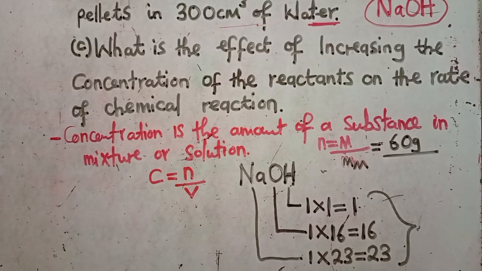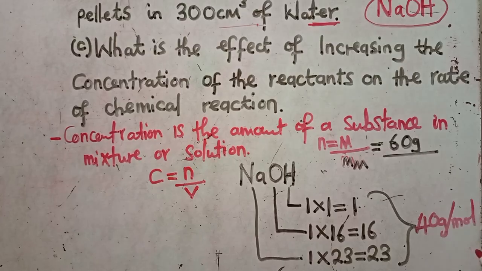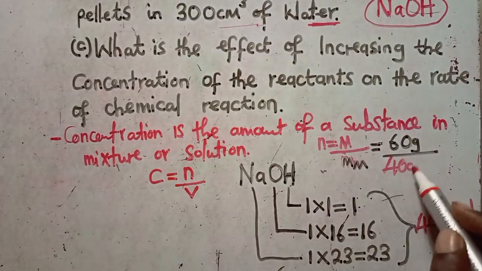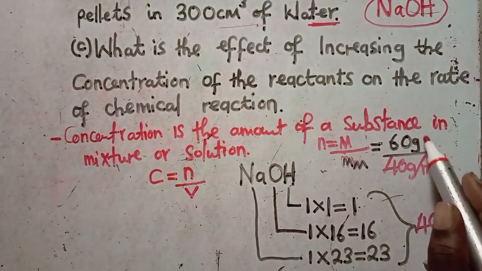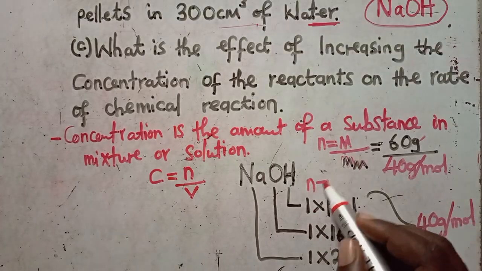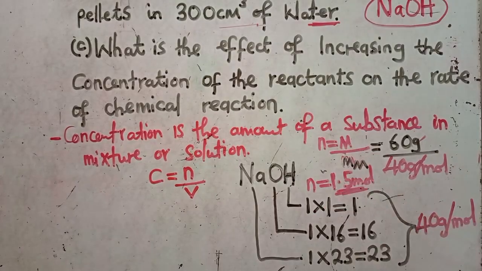So this is 40, what we get to say as this is 40 grams per mole, because it is the molar mass. This is the one we are going to put here, 40 grams per mole. You discover that the gram will cancel out. When you divide there, what is 60 divided by 40? You are going to get 1.5. So the number of moles there, we've got 1.5 moles. I guess you've seen how I've calculated this one.